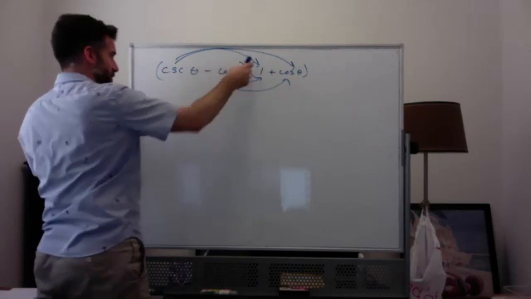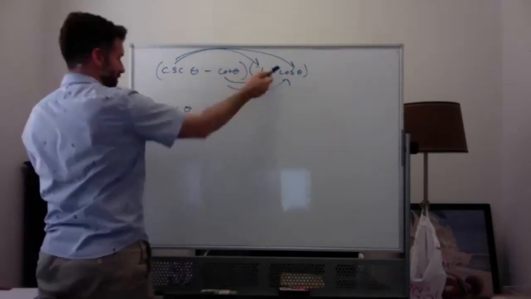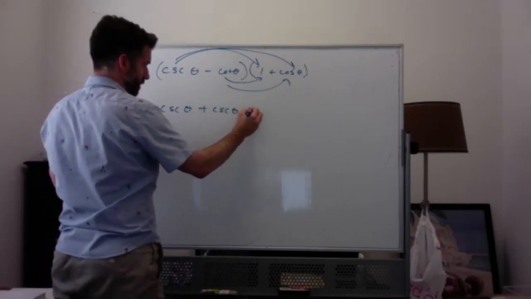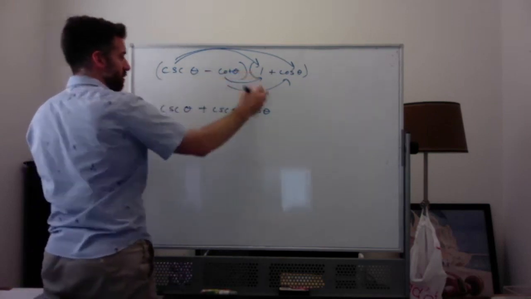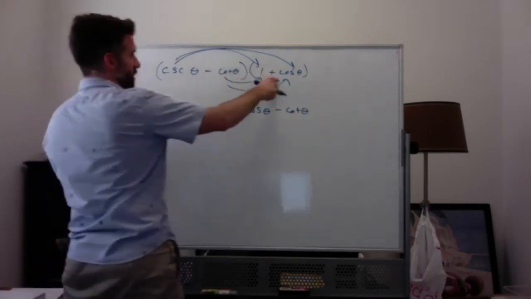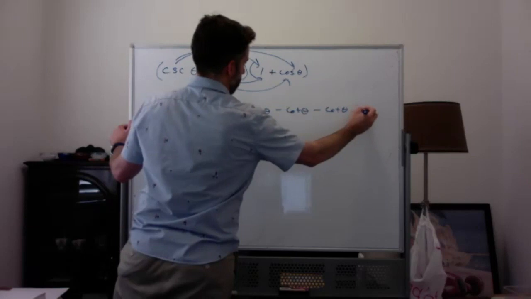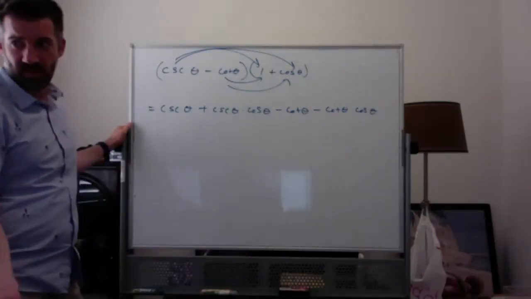So cosecant times 1 is cosecant of theta. Cosecant times cosine is going to be cosecant of theta times cosine of theta. And then minus cotangent times 1 is minus cotangent of theta. And then minus cotangent times cosine is minus cotangent theta times cosine theta. And now I'd probably go to writing things in terms of sines and cosines.